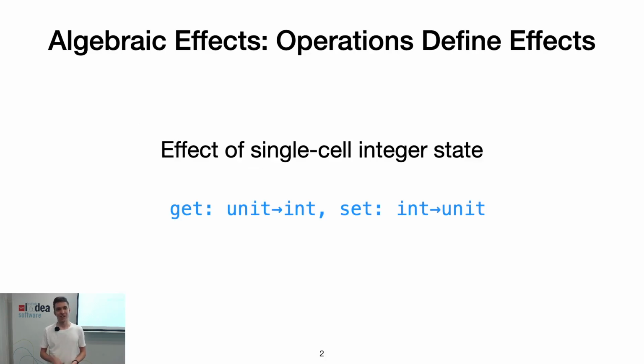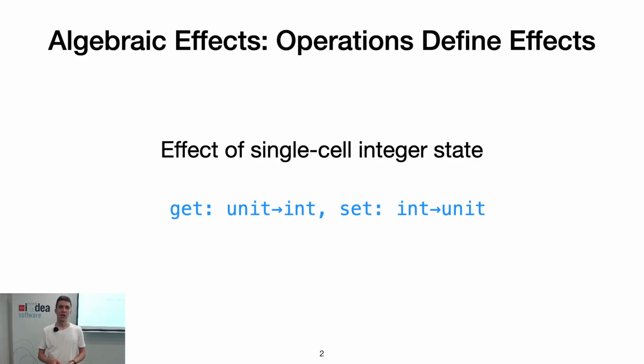Algebraic effects are those effects in programming languages that are defined by a set of operations that your programs might call. For example, we can model an effect of a single-cell integer state with two operations. One is get, to read an integer from that state, and one is set, to write a new integer into that.